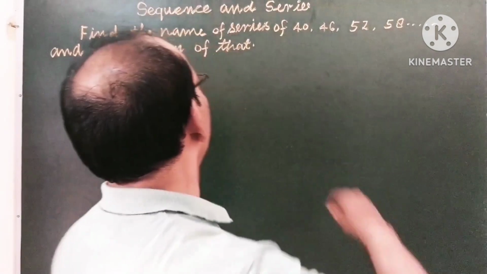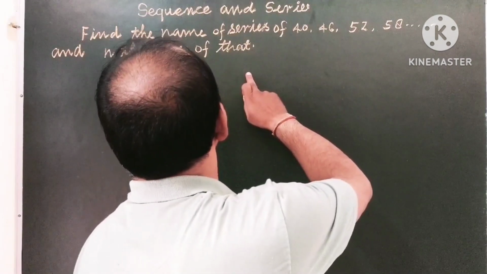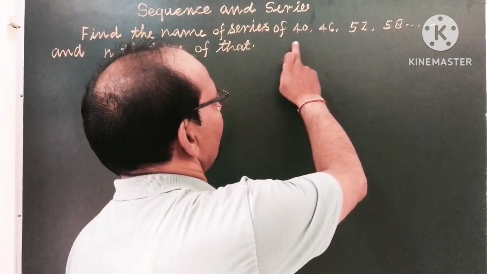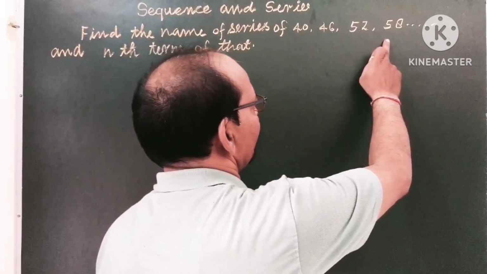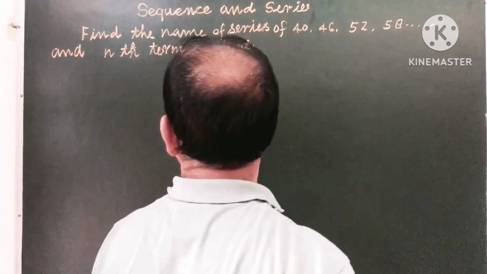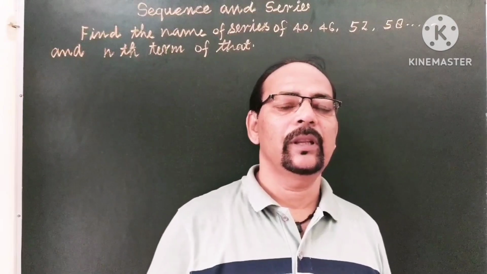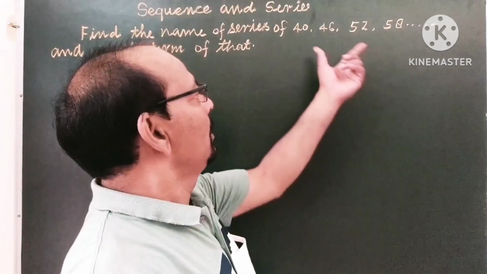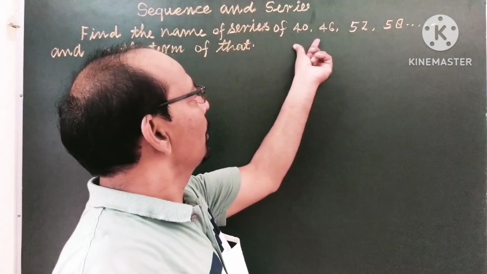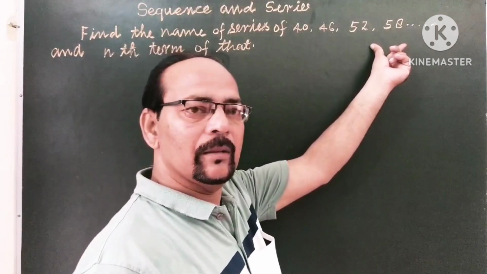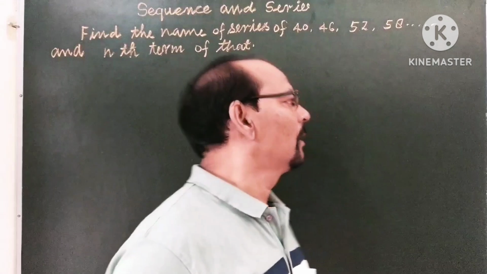Let's start this question. Question is that find the name of series of 40, 46, 52, 58 and so on and nth term of this series. Yes, given a pattern 40, 46, 52, 58, but it is not given what is the pattern. We have to find the series of this pattern.